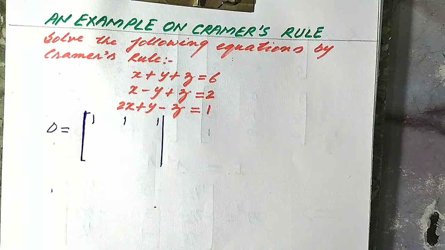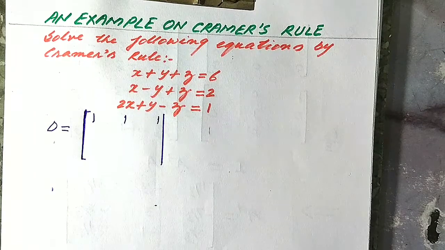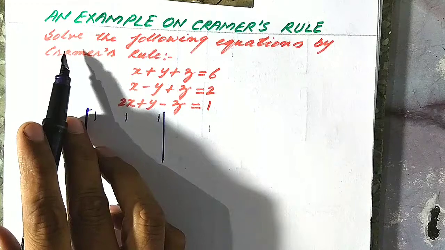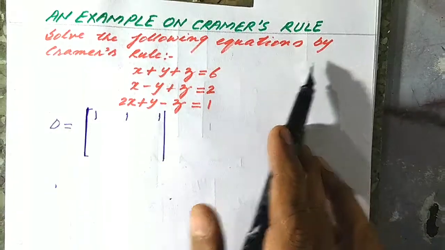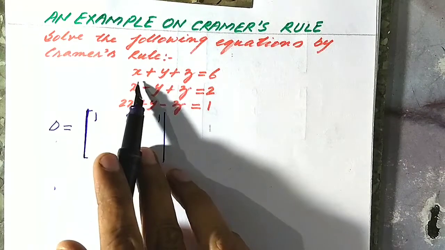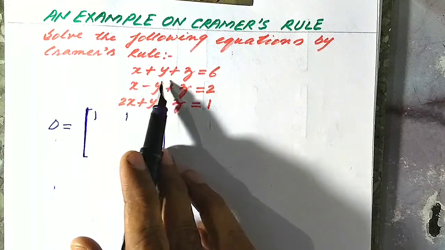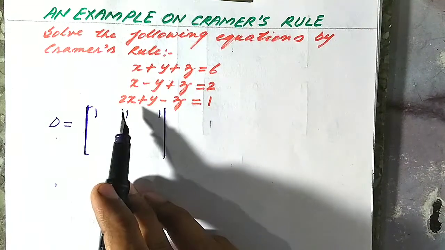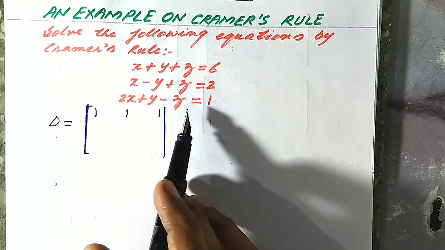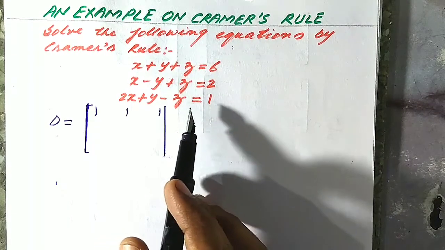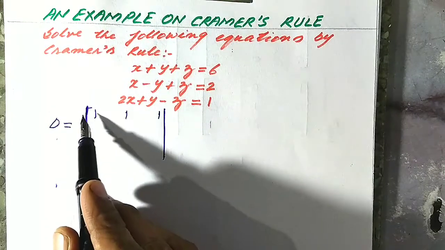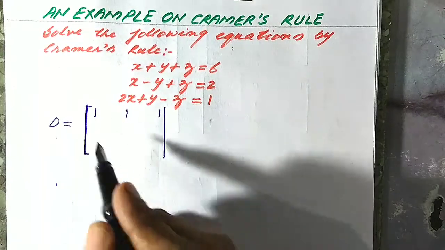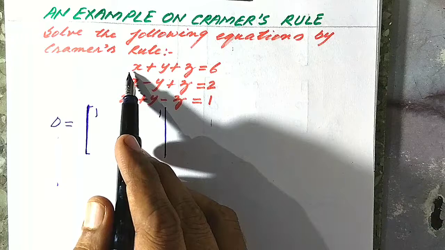Now let's take an example on Cramer's rule. So this is the sum. Solve the following equations by Cramer's rule, and the equations are given as x plus y plus z is equal to 6, x minus y plus z is equal to 2, and 2x plus y minus z is equal to 1.